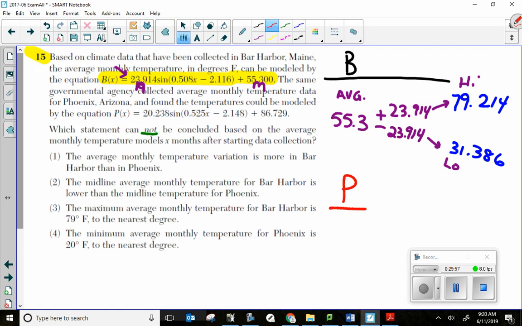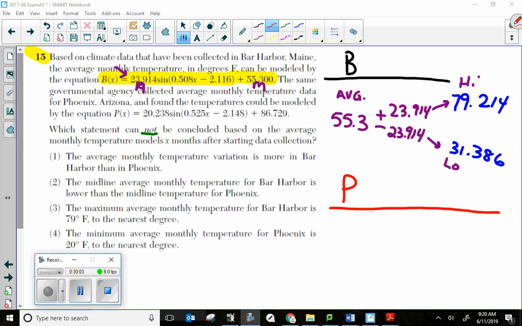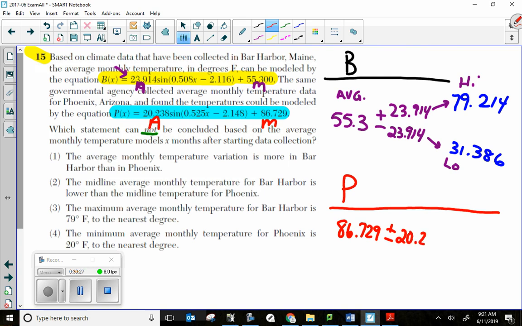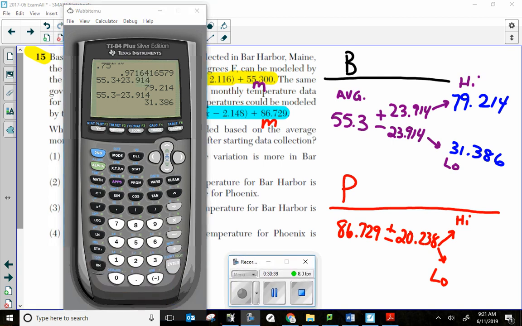Two different colors. Let's move this out of the way. Okay. Now let's look at Phoenix, Arizona. Here's my equation right here. My midline, or the average temperature, is 86.729. I need to add and subtract my amplitude, which is 20.238. That will give me the average high and the average low for Phoenix, Arizona. Man, this is always in the way. So let's start.